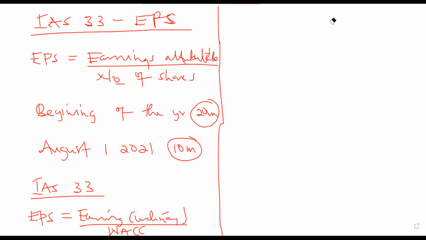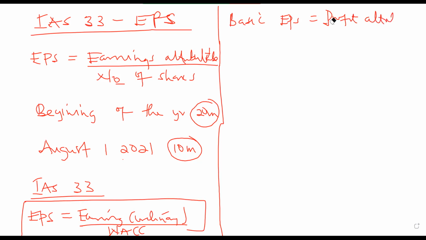So if you are calculating the earnings per share for a single entity, that is what we call the basic earnings per share. The basic earnings per share is the profit attributable to the ordinary shareholders over the WACC. The standard talks about 2 types of earnings per share. We have the basic earnings per share and we also have the diluted earnings per share. We are going to look at them one by one: the basic earnings per share first, then the diluted earnings per share.